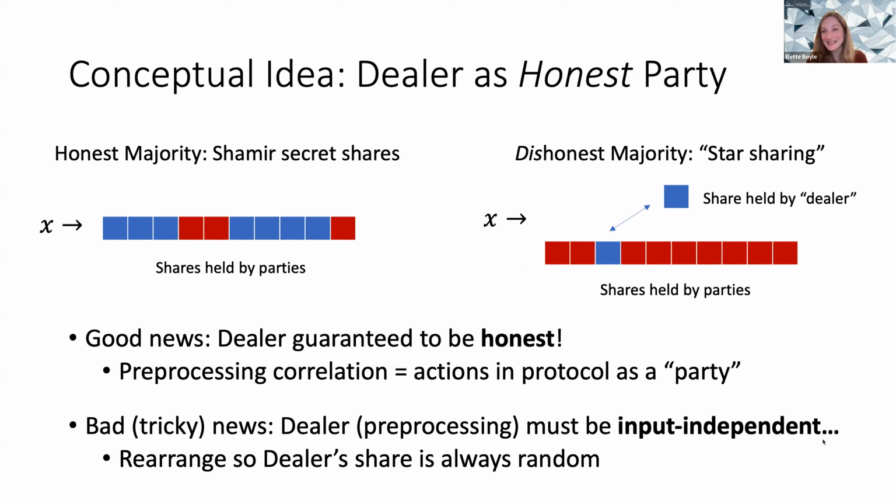Okay, and this is not immediate. There's a lot of tricky things that you have to deal with. For example, the dealer is not a party, right? The dealer is generating something before he knows what the inputs are. So somehow you have to maneuver your protocol so that whatever this one party would be doing in the online phase is totally independent of the inputs. And you can kind of force this to be true with some trickery.